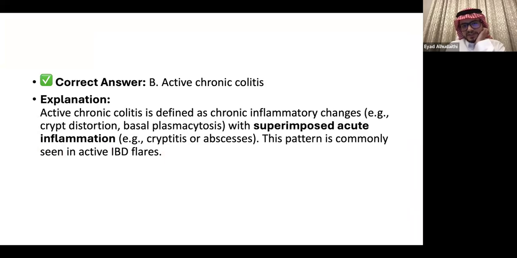So you are right, it's active chronic colitis, and I find that knowing the histology and IBD terms, the keywords in histology, is very important in our practice. We should be familiar with it. Active chronic colitis is defined as chronic inflammatory changes along with superimposed acute inflammation, and we can see this pattern in active IBD flares.